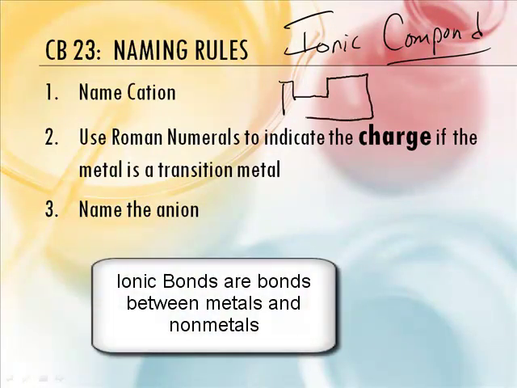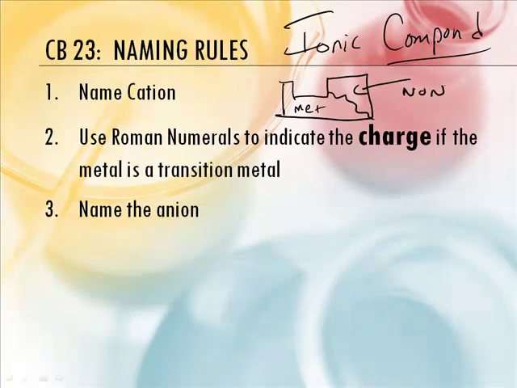So here's the periodic table, and there's the stair step. These are the metals here. And those would be the non-metals. So it's a bond between a metal and a non-metal. And it has three names, like a first name, a middle name, and a last name. The middle name would be a number, and it doesn't always appear. It says if it's a transition metal. So what's a transition metal? Transition metals are the in-between ones, like scandium over to zinc and down. So these are your transition metals, right in here.